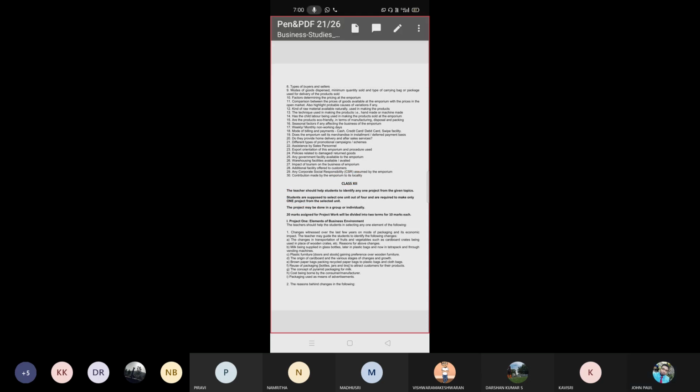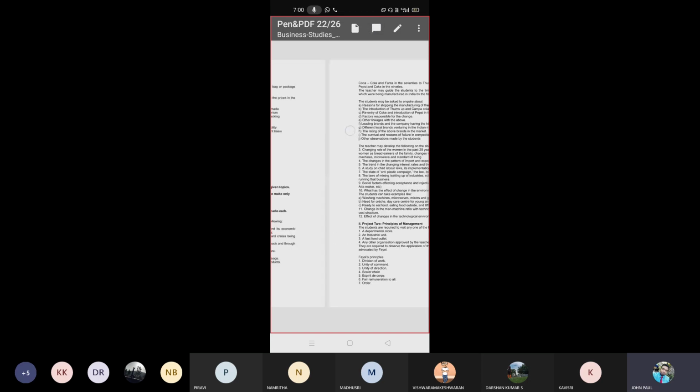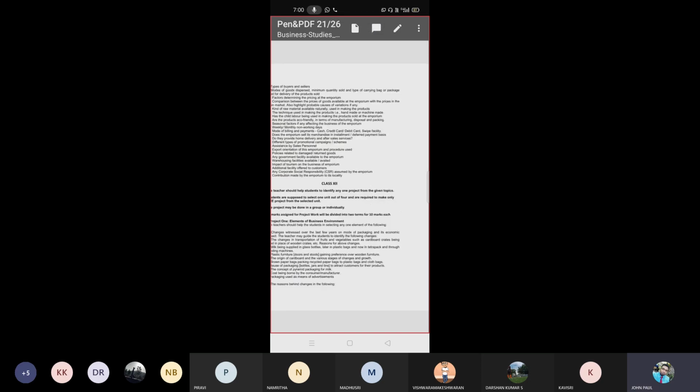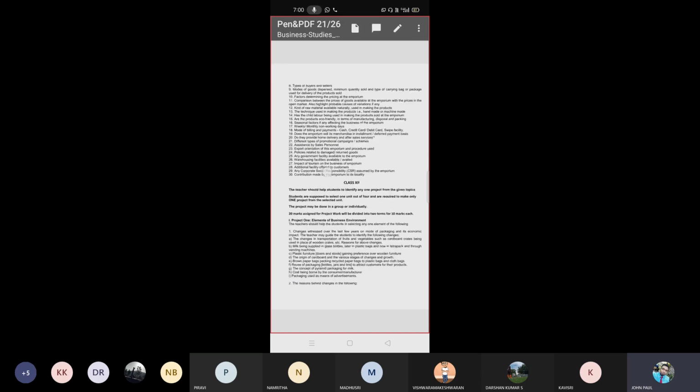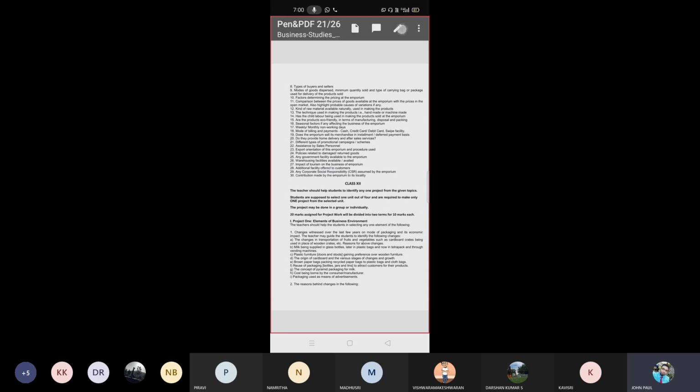Here they are given. You can see, there is 1, 2. Project 1, business environment. This is the project 1 business environment chapter. We studied business environment, didn't we? In chapter 2, business environment. From that we have to do.